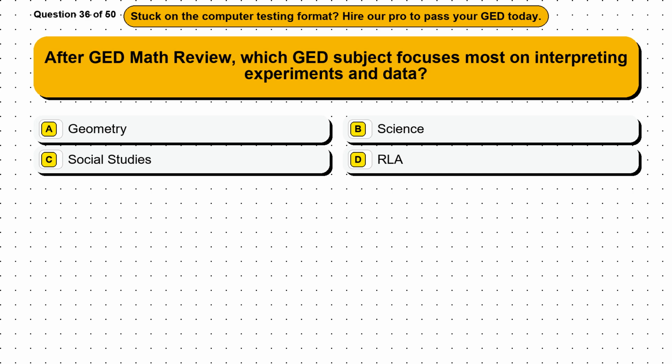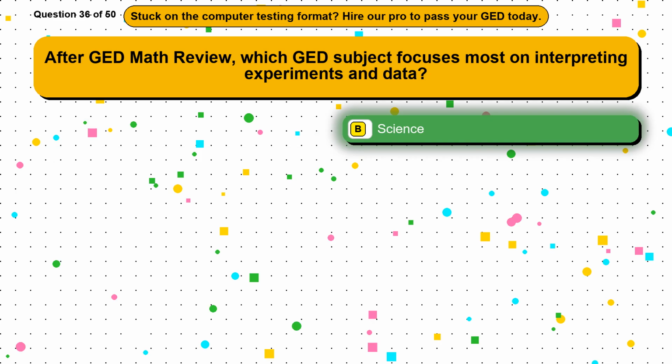Question 36. After GED Math review, which GED subject focuses most on interpreting experiments and data? Option A, geometry. Option B, science. Option C, social studies. Option D, RLA. The correct answer is option B.